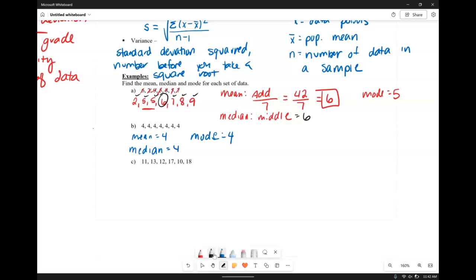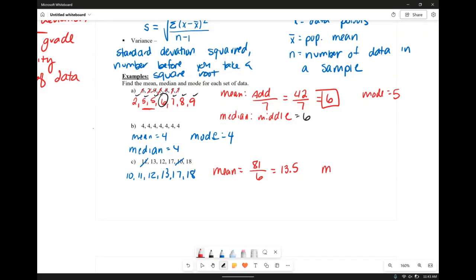All right, last group of data here. Let's see, let's put this in order. So we got 10. All righty, so mean. I'm going to add all these things up, and this time I'm dividing by 6 since I have 6 data points here. If I add all that up, I should get 81. 81 divided by 6 gives me 13.5. It is okay to have a decimal. Decimals are allowed.